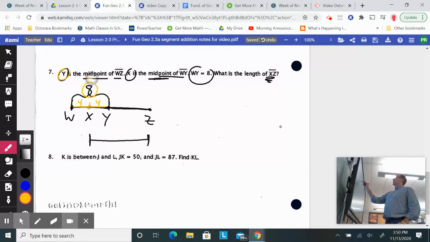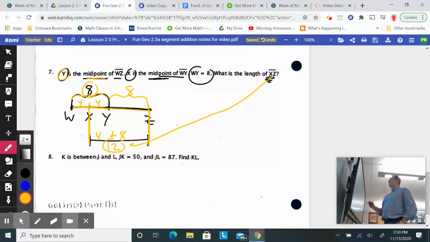And since Y is the midpoint of W to Z, which is the whole big thing, Y to Z, this whole distance has to be the same as this whole distance, which was 8. So that distance is 8. So from X, which is right here, all the way to Z, which is right here, I need to add a 4 plus an 8. And my answer would be 12. So the distance of X to Z is going to be 12. So the real good thing is use scrap paper, sketch these things. Watch where the midpoints are. Use a little mathematics here and your reasoning skills, and you'll get these.